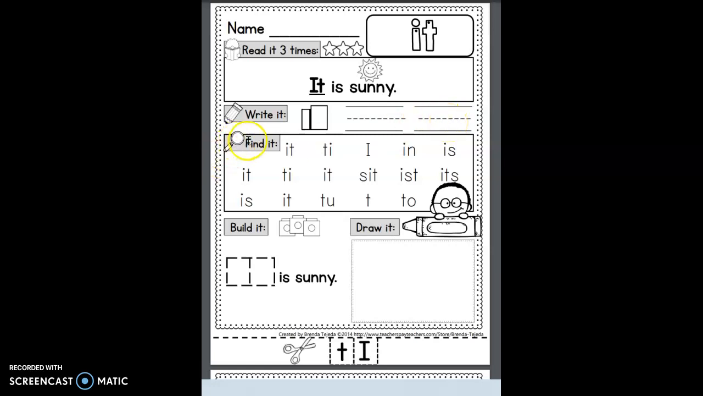Down here on Find It with a magnifying glass, find, circle or color or highlight each time you see the word it. Don't leave any it's not circled or crossed out. Find each one. Down here, build it.